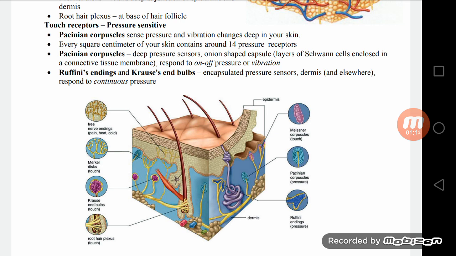Pacinian corpuscles sense pressure and vibration changes deep in your skin. Every square centimeter of your skin contains around 14 pressure receptors.